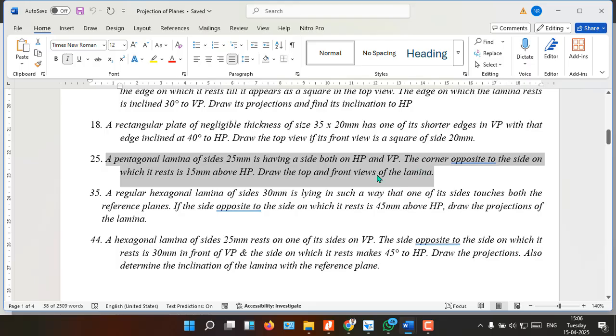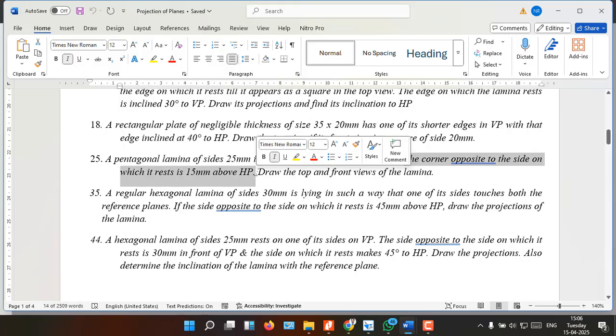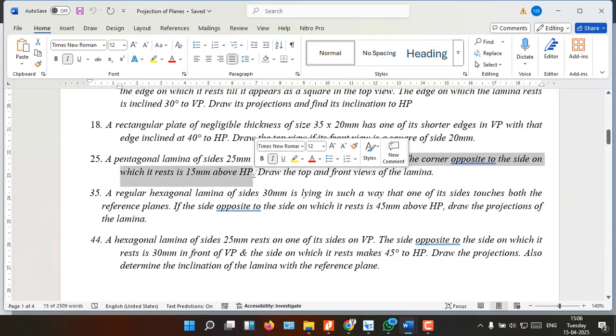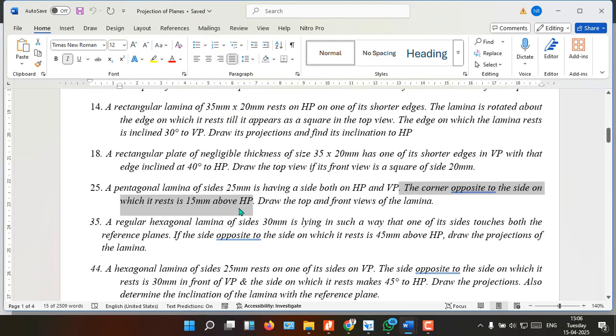That means he has not given any clue with respect to the third and first position. But if you read this second sentence carefully, we can understand the first and the second positions respectively. That means the corner opposite to the side on which it rests is 15 mm above HP. It is similar to problem number 5 itself.